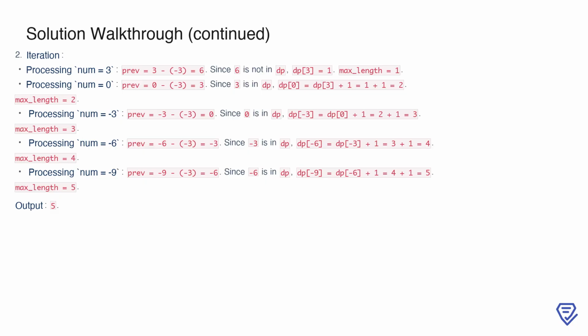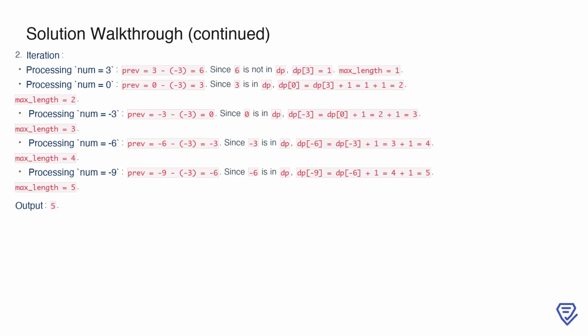For the next number, 0, the previous number is 0 minus 3 equals 3, which is in DP. This allows us to extend the subsequence ending at 3 by adding 0, and we set DP[0] to DP[3] plus 1, which is 2. Max_length is updated to 2. For -3, the previous number is -3 minus 3 equals 0, which is in DP. We extend the subsequence ending at 0 by adding -3, setting DP[-3] to DP[0] plus 1, which is 3. Max_length becomes 3.